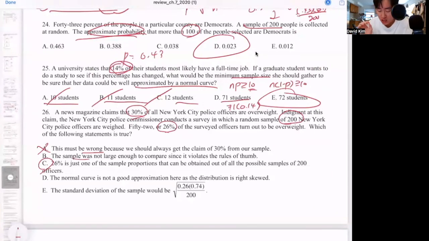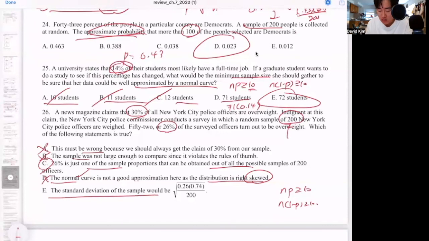The sample was not large enough. Guys, 200 is a very large sample size. There's no way you're going to be classifying that as small. 26% is just one of the sample proportions you got out of the possible 200 sample sizes. So that is possible. 26% is just a statistic. The normal curve is not a good approximation here as the distribution is right skewed. True, it is skewed, but n times p is greater than or equal to 10, and n times 1 minus p is also greater than or equal to 10. So you can assume normality for this. No questions asked about that.